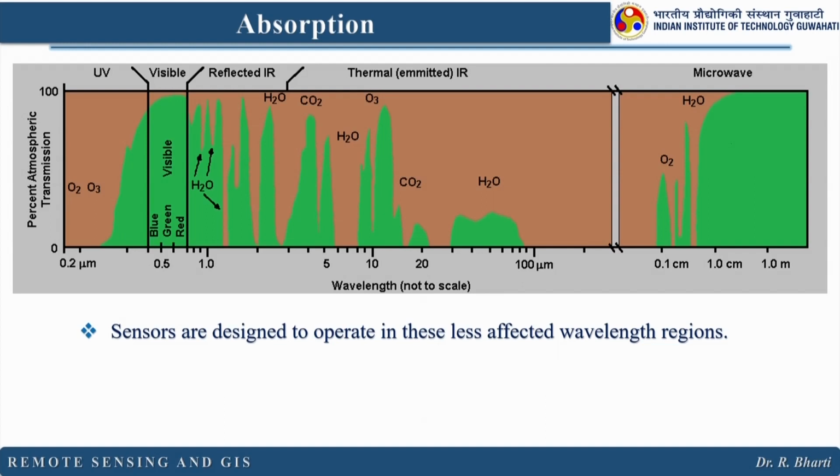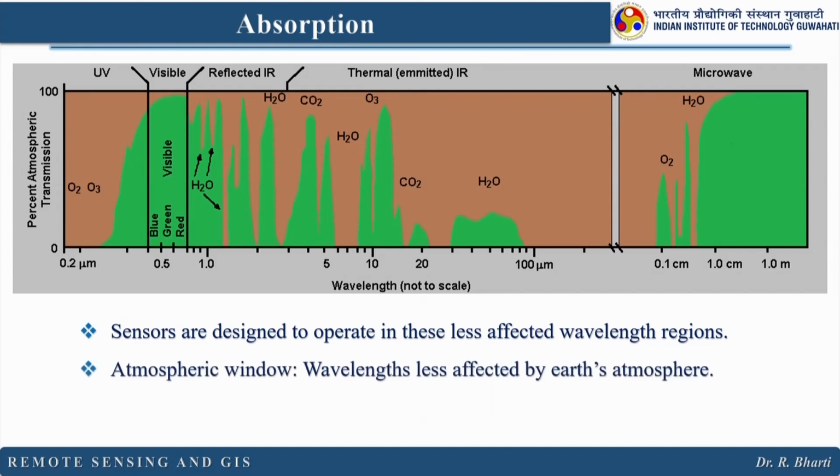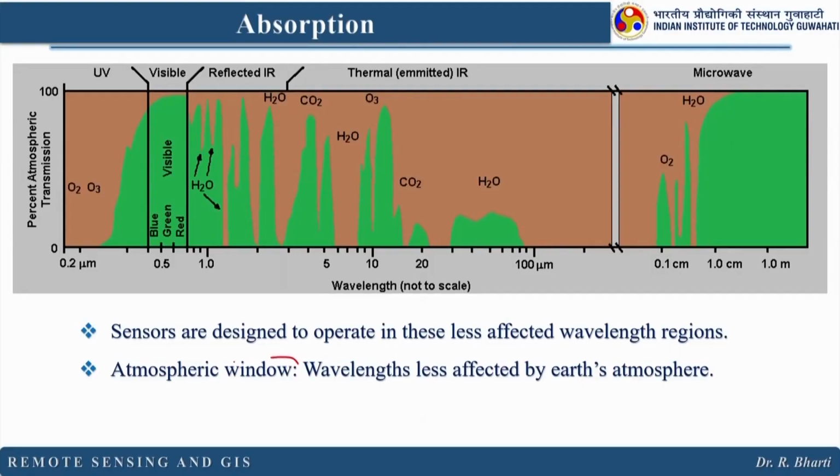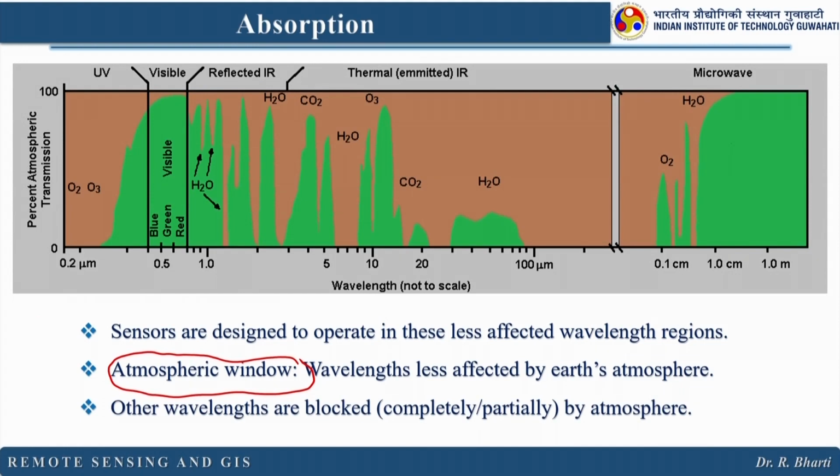So, our sensors are designed to operate in these less affected wavelength regions. The atmospheric window is the range of wavelengths which are allowed by our atmosphere to reach the surface and again travel back to space to our sensor. So, those are known as atmospheric windows. Now, the next one is that other wavelengths are blocked, maybe completely or partially, by our atmosphere.